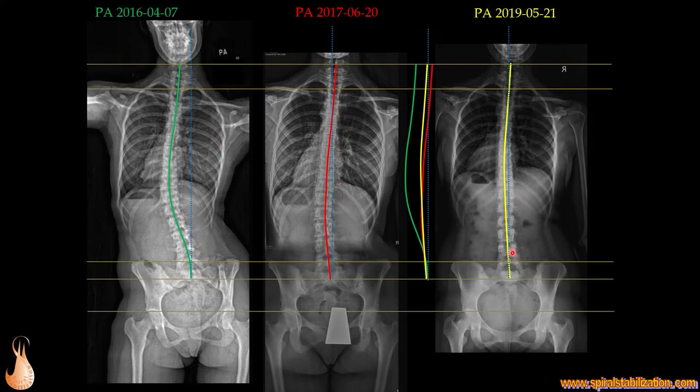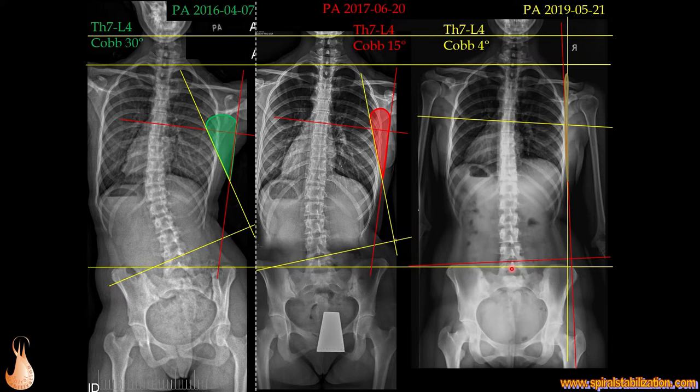During the therapy, we can compare the spine shape, and it is better every year. She exercises half an hour every day with full control of the mother, who has attended our courses. So this is family therapy. We measured the Cobb angle: at the beginning 30 degrees, after that 15, and now it is straight, about 4 degrees.